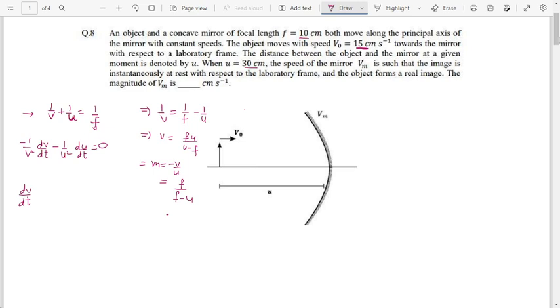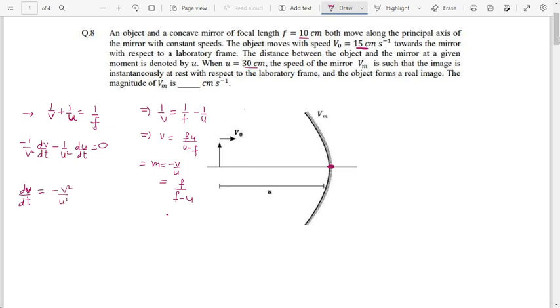One very important point to note here is that dv by dt is the velocity of the image with respect to the mirror, because v is always the distance from the mirror, from the pole. So remember, dv by dt is the image distance from the mirror. Okay, so dv by dt is the image velocity with respect to the mirror. So v is the image distance from the mirror. So dv by dt will represent the velocity of the image in the mirror frame. Similarly, du by dt will represent the velocity of the object in the mirror frame. So this is the important point.